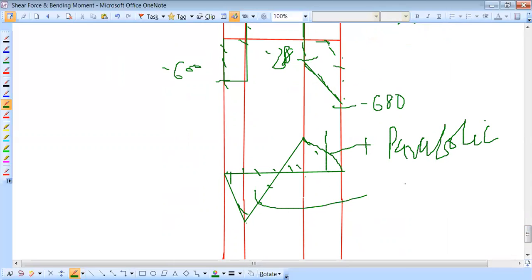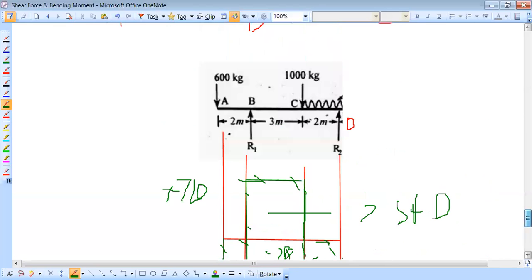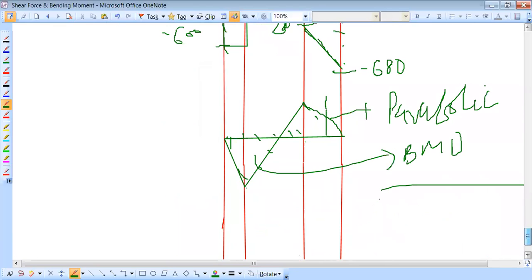This was the BMD. Why this curve line? Because of these portions B, C, and D. This loaded beam has the UDL load. That's why this diagram is a curve, meaning parabolic. But here, no, it's a point load. That's why the straight line. This is the calculated beam diagram for this type of loaded beam.